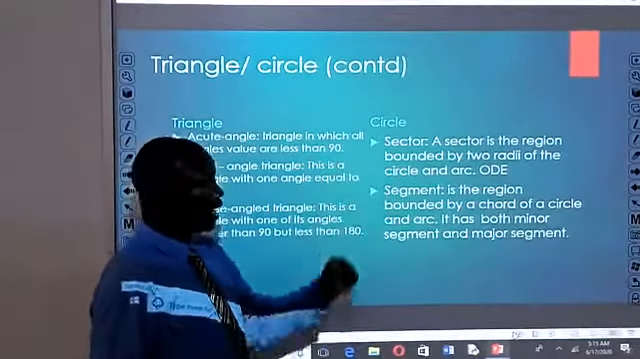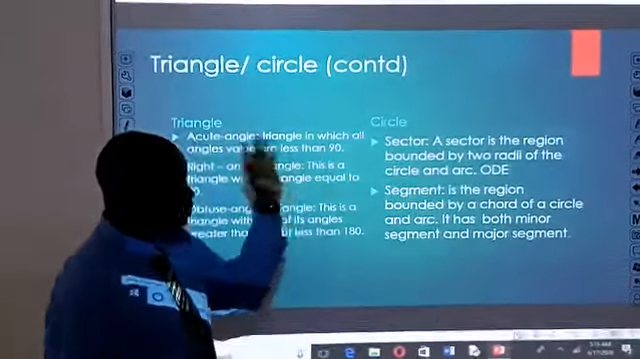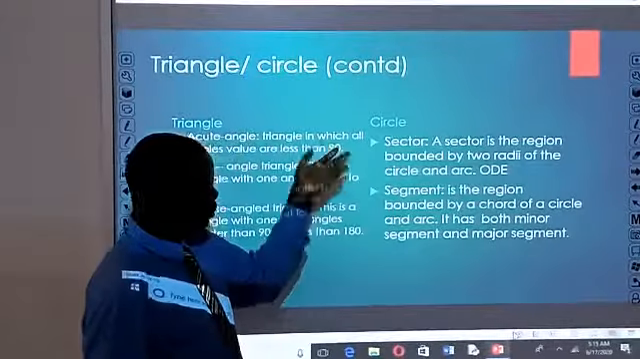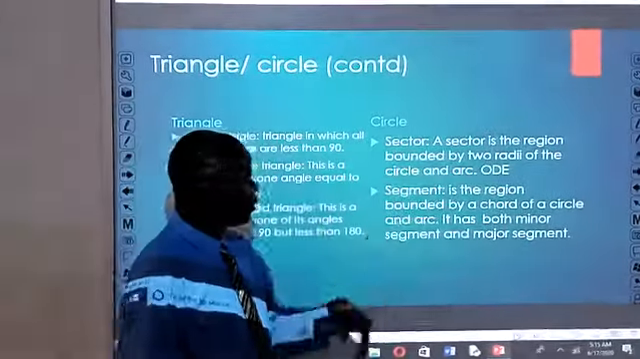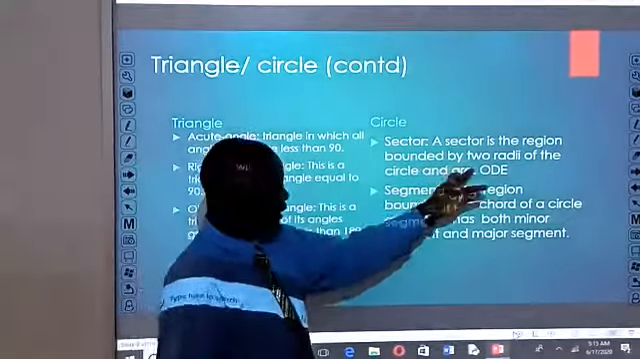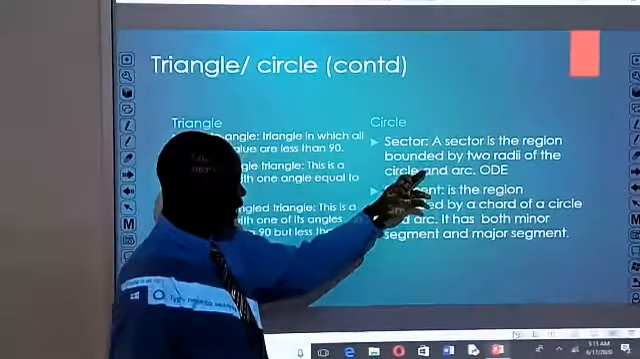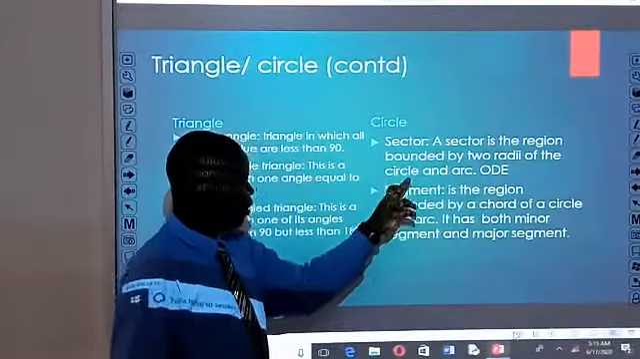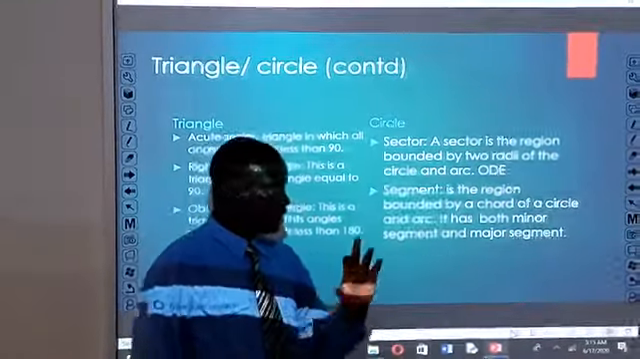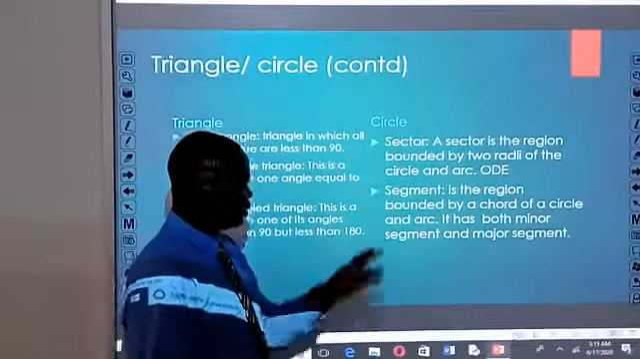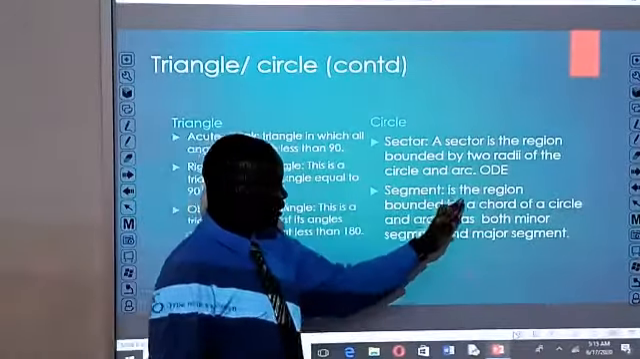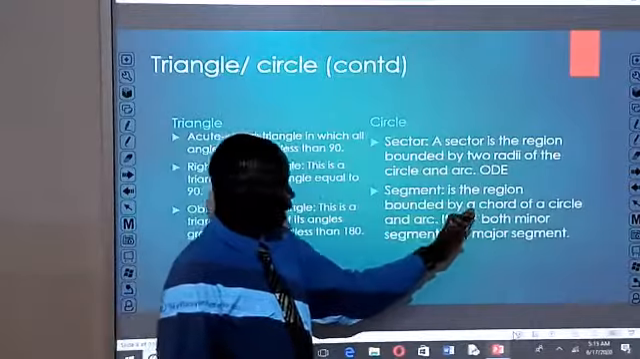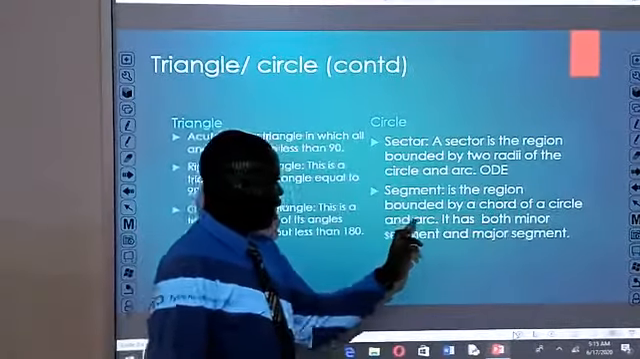Now let's look at the circle. Part of those circles we have discussed, we have not mentioned the sector. What is a sector? A sector is a region bounded by two radii of a circle and an arc, which I've discussed there when I was using the diagram to illustrate. The segment is a region bounded by a chord of a circle and an arc.